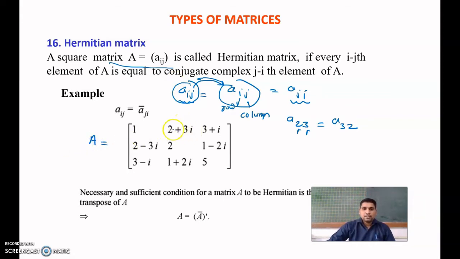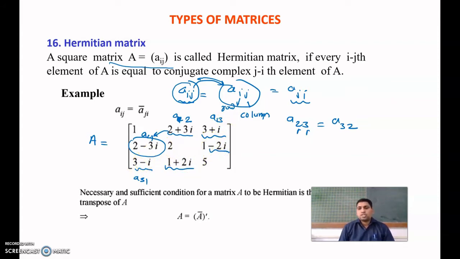You can see here, this is the element 2 plus 3i, which is A12. 1 is the row number, 2 is the column number, and its interchanged element is A21. You can see that both are complex conjugates of each other. Similarly for this element, its position is A13 and this element's position is A31. So both are complex conjugates of each other. You can see here as well, both are complex conjugates of each other. So this example satisfies both conditions.